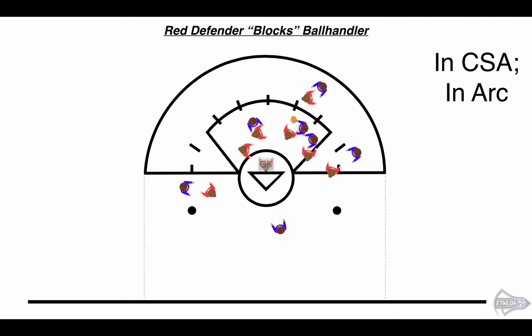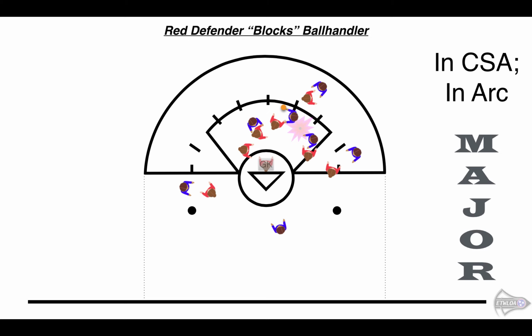Next scenario occurs in the arc, which is again inside the CSA. Here we'll have a red defender block a blue attack player with the ball. Whistle's blown and the play is stopped. This will be administered as a major foul.